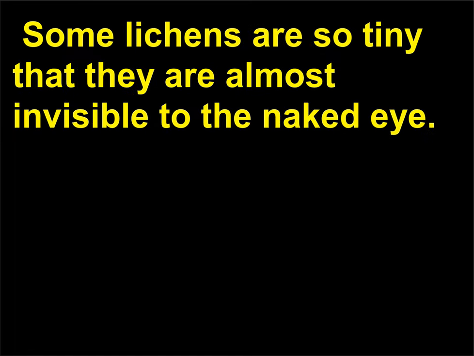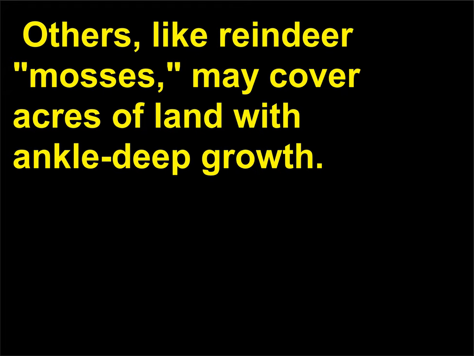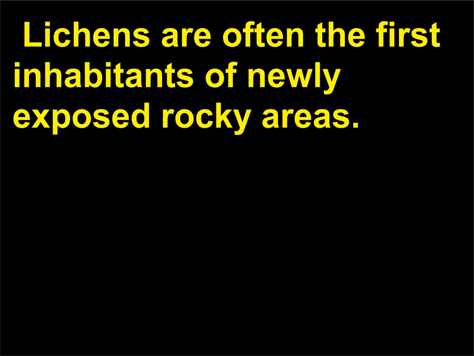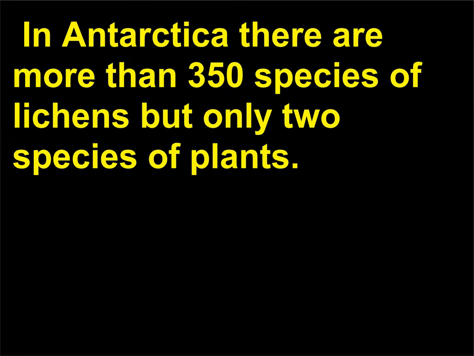Some lichens are so tiny that they are almost invisible to the naked eye. Others, like reindeer mosses, may cover acres of land with ankle-deep growth. One species of the genus Verrucaria grows underwater as a submerged marine lichen. Lichens are often the first inhabitants of newly exposed rocky areas. In Antarctica, there are more than 350 species of lichens, but only 2 species of plants.